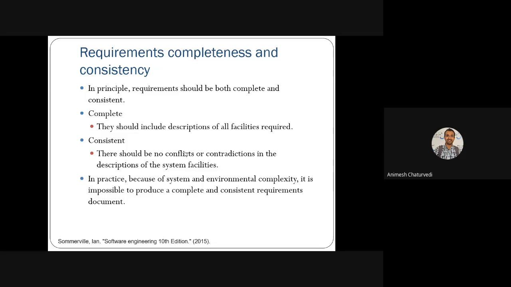Then we'll see requirements completeness and consistency. These are the two keywords. Completeness and consistency are important for all kinds of requirements. The principle behind all these things is that the requirements mentioned in the requirement specification or the detailed figures or diagrams all need to be complete and consistent. What does it mean by complete? They should describe the full functionality or full facility that is required. It means everything should be mentioned in a complete way.